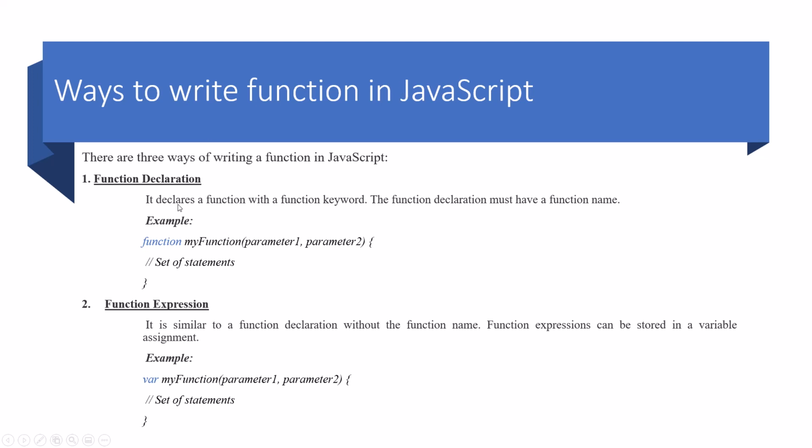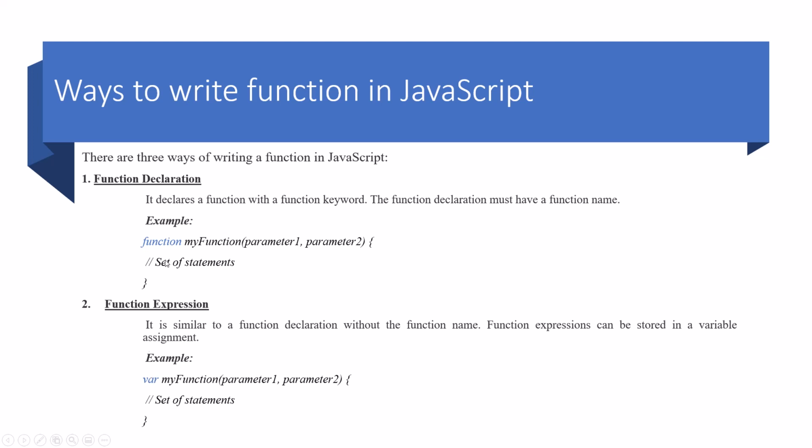This declares a function with the function keyword, and a declaration must have a function name in this way. The next is function expression. Here it is similar to function declaration but without the function name. We are not using a function name, but we are storing the function in a variable assignment. This is the example.